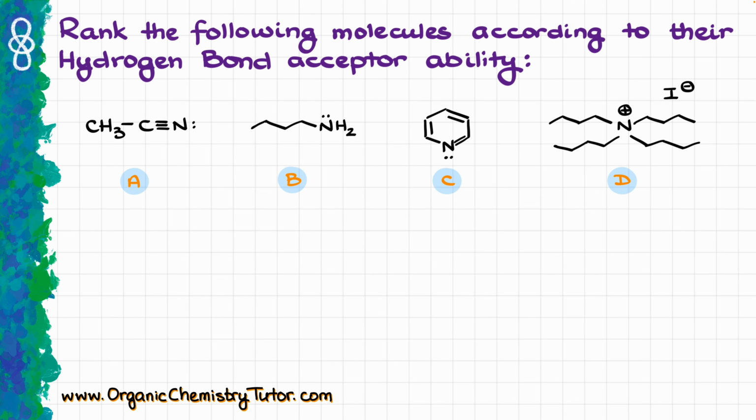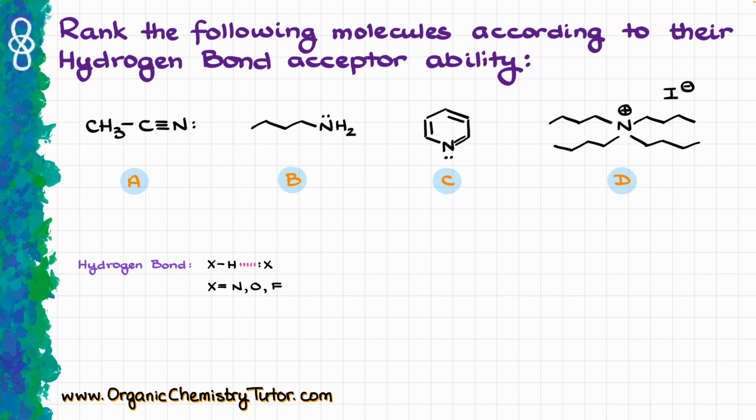We have 4 molecules and we need to rank them according to their ability to be hydrogen bond acceptors. I'm going to remind you here real quick that the hydrogen bond is defined as the bond occurring when a hydrogen atom is sort of sandwiched between 2 heteroatoms, and those atoms must be either nitrogen, oxygen, or fluorine. If you need a bit of a reminder how all of this works, I have a dedicated video on that topic.